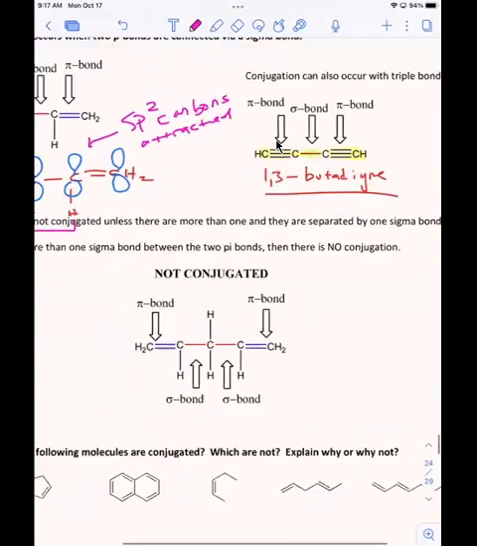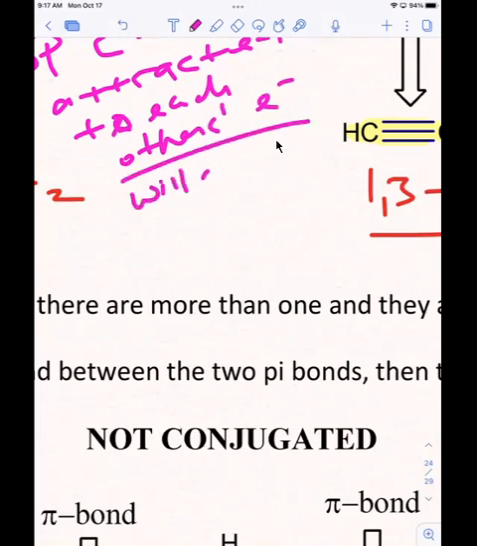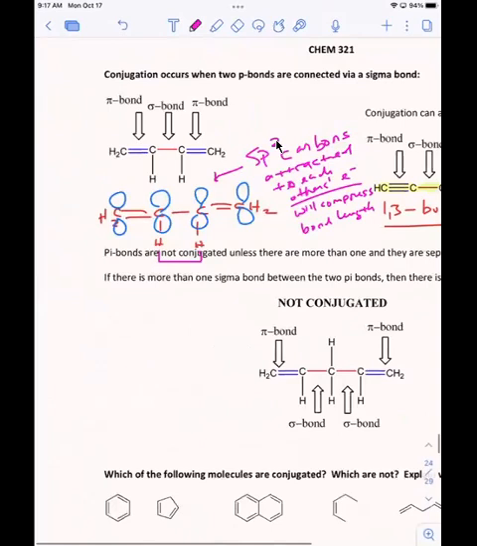So those sp2 carbons are attracted to each other's electrons, and that's going to compress the bond distance, the bond length. When that happens, those conjugated systems don't react as just simple alkenes. They actually act as a unit. And we'll talk more about that in the next section.